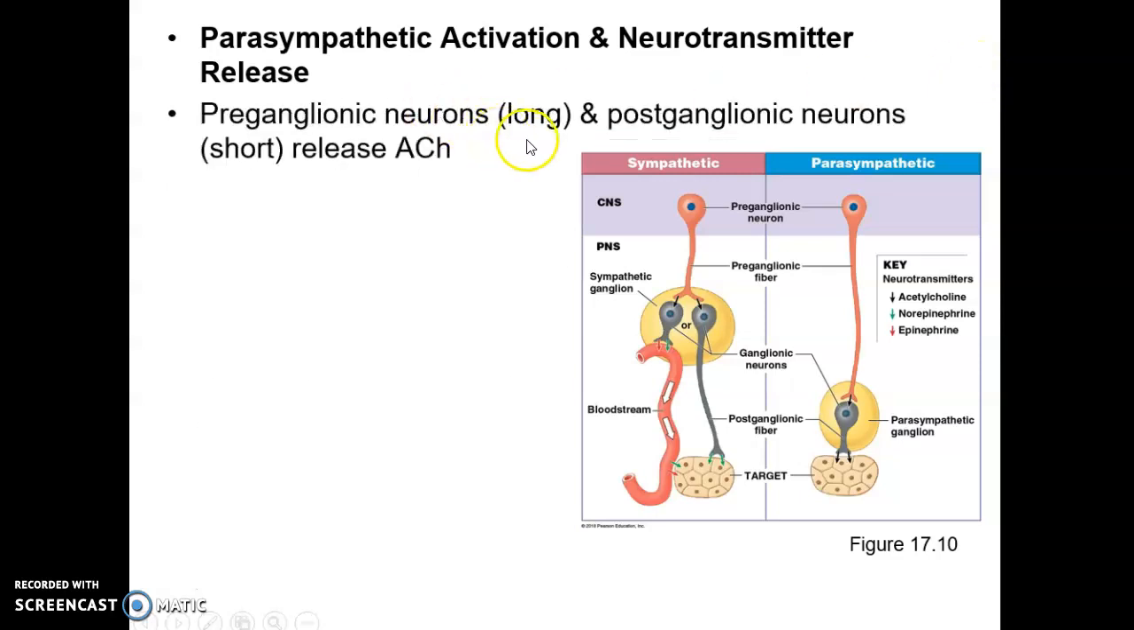The preganglionic neurons tend to be long, and the postganglionic neurons are short, and they release acetylcholine, just like with the somatic nervous system motor neurons. So this figure shows both sympathetic and parasympathetic division neurons, preganglionic neurons. They originate in the central nervous system.